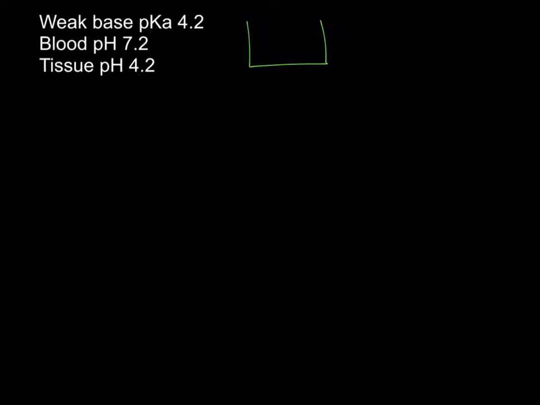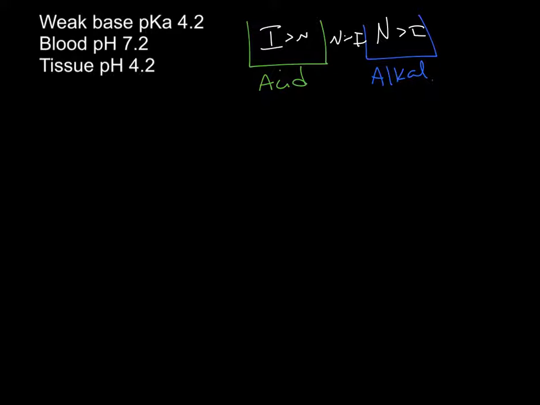Now, we know that in a more acid pH, this is a weak base, so it's going to be more ionized in that acid pH. And in a more alkaline or basic pH, this weak base will be more non-ionized. We also know that the point at which our N/I ratio is 1:1 is the pKa, which is 4.2. So as pH goes below 4.2, ionization will predominate. As the pH rises above 4.2, non-ionized state will predominate.